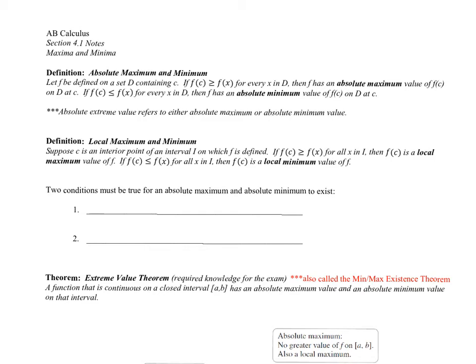So there are two conditions that we need in order for an absolute maximum and an absolute minimum to exist. First of all, the function, let's say f of x, must be continuous. And the other is that the function exists on a closed interval. It can't be an open interval, it's got to be a closed interval.